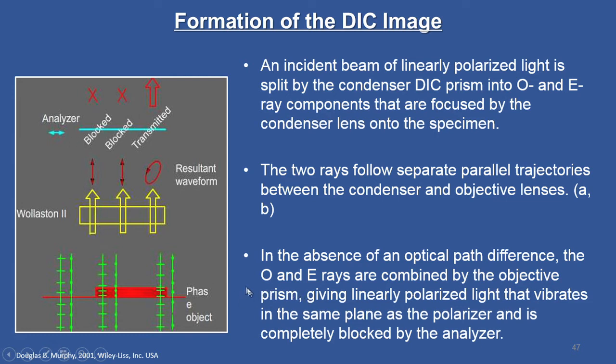Whereas if there is an optical path difference in the object which affects these rays, then these two rays will interfere and emerge as elliptically polarized light, which will be partially transmitted through this analyzer as a resultant waveform, and that is how it will form an image.